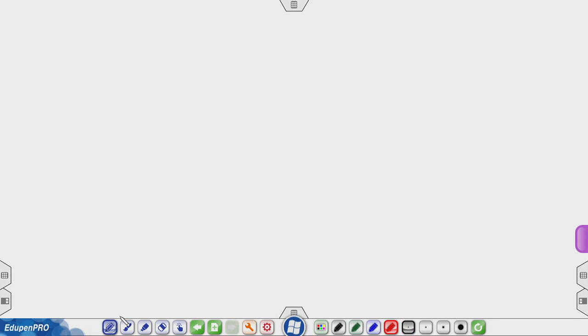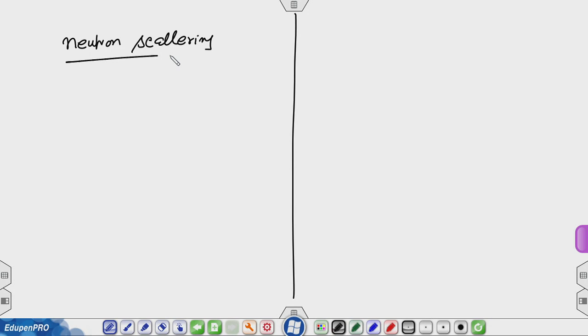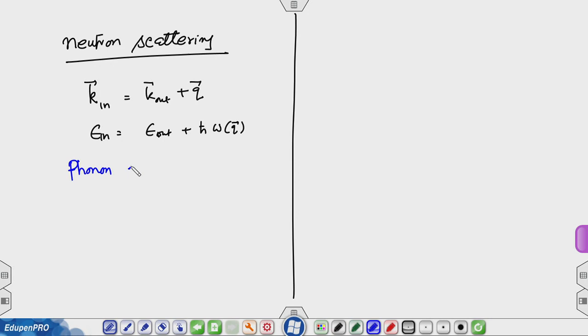Number 3, we talked about neutron scattering, and in neutron scattering this can explore the whole region. So, I am going to have k in equals k out plus q, and epsilon n equals energy out plus h cross omega q. Keep in mind omega q is a general omega which gives the true dispersion relation. This is for phonon creation by a neutron getting scattered.